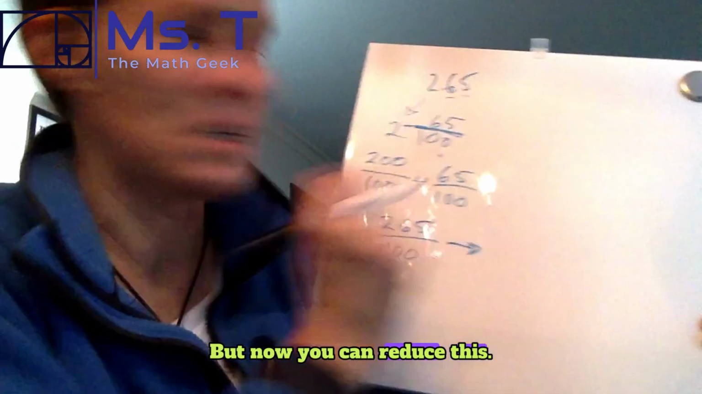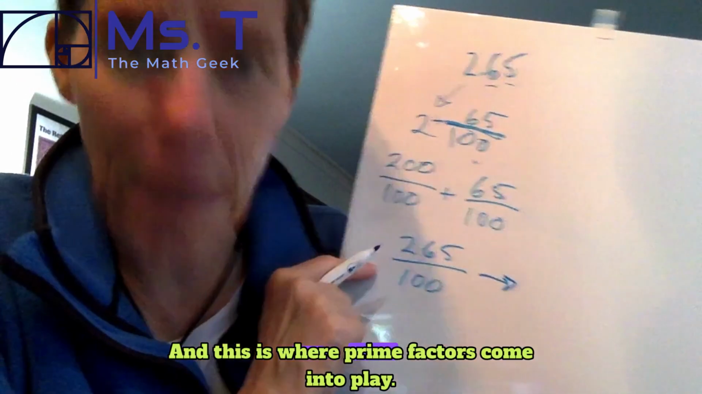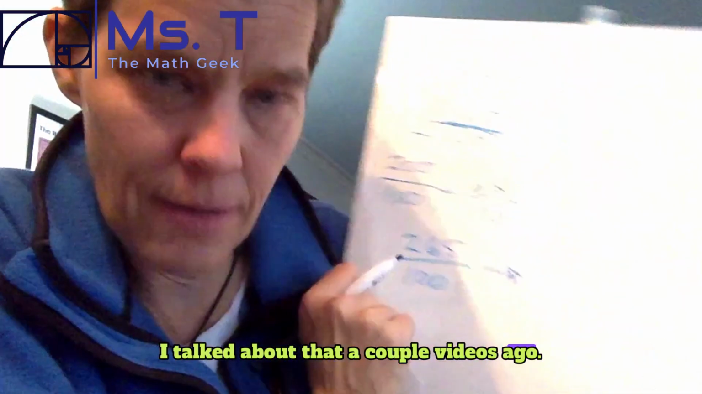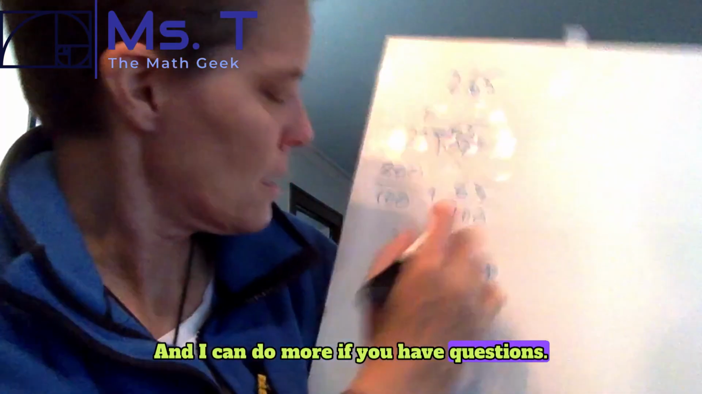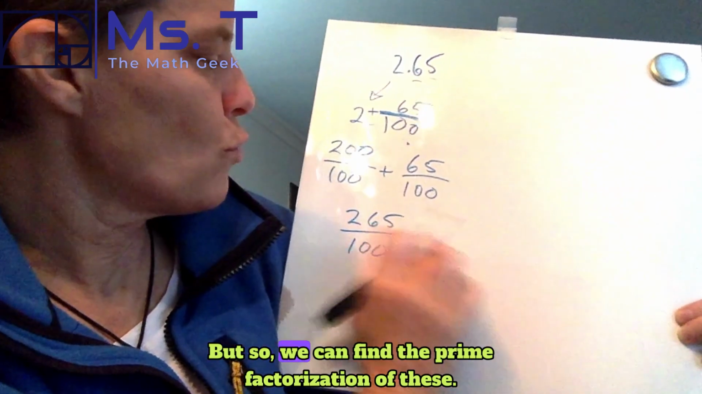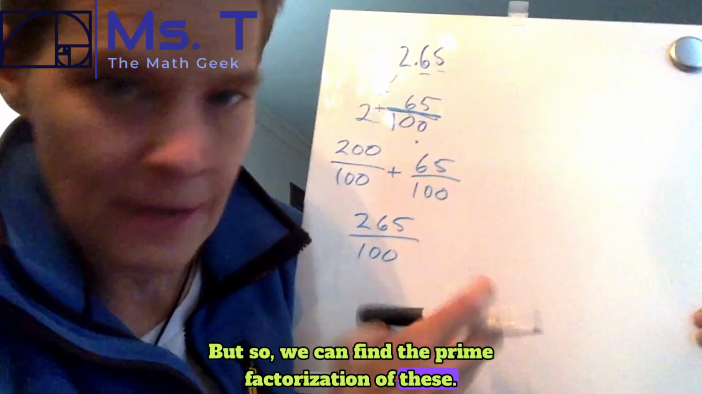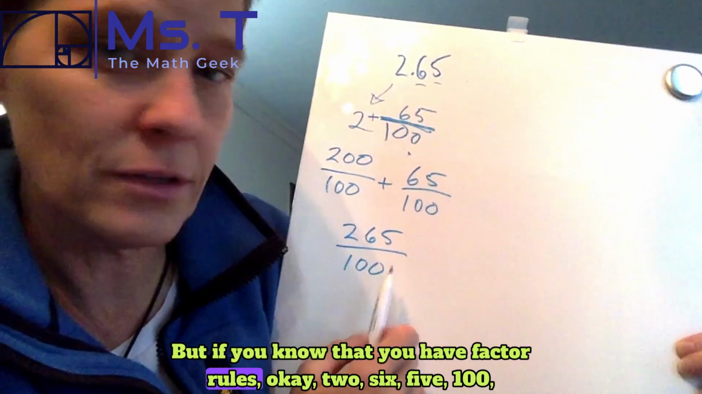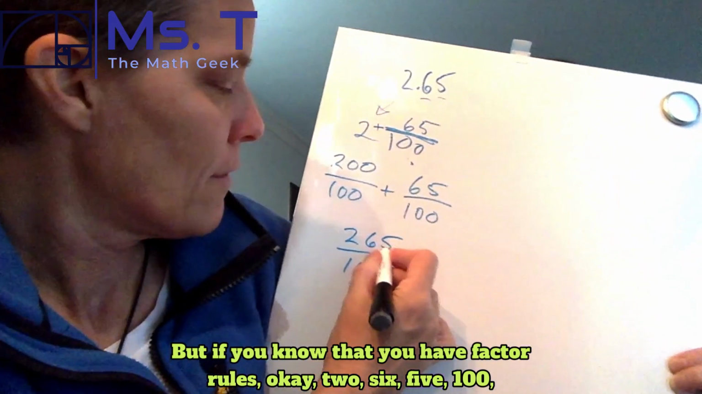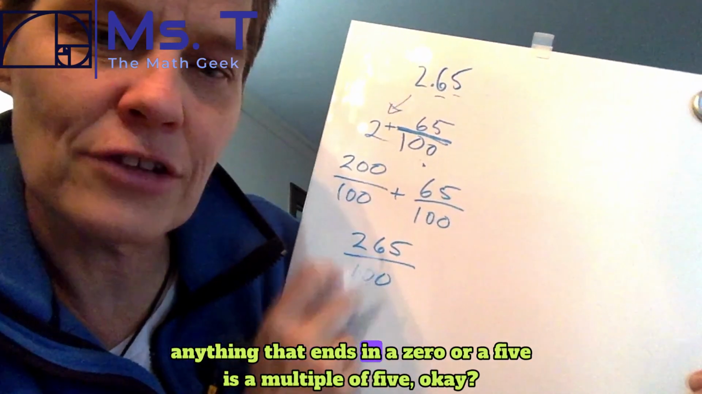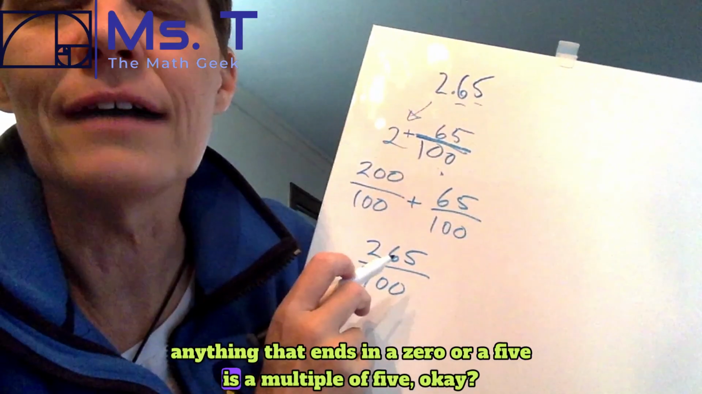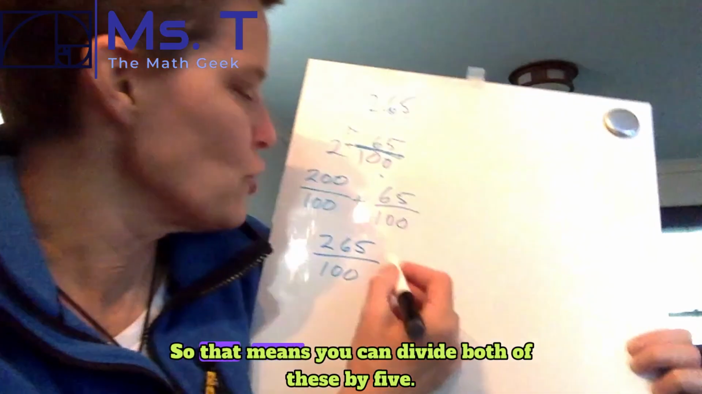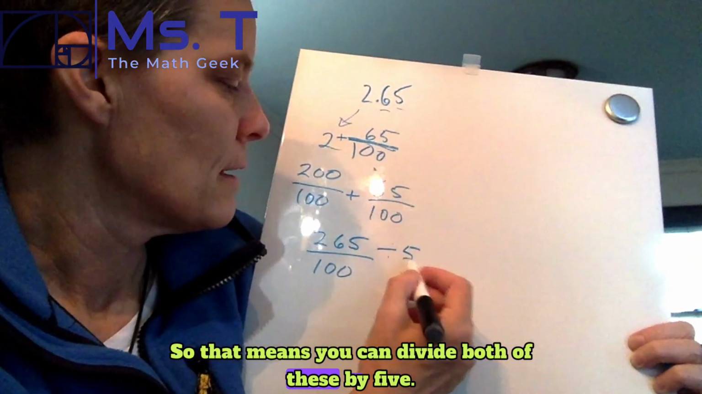But now you can reduce this. And this is where prime factors come into play. I talked about that a couple videos ago. And I can do more if you have questions. So we can find the prime factorization of these. But if you know your factor rules, okay, 265, 100, anything that ends in a 0 or a 5 is a multiple of 5, okay? So that means you can divide both of these by 5.